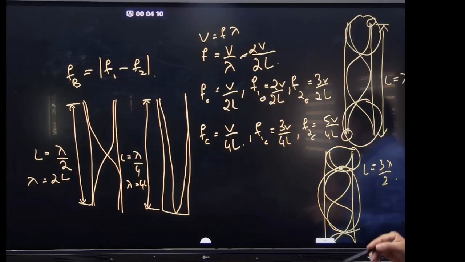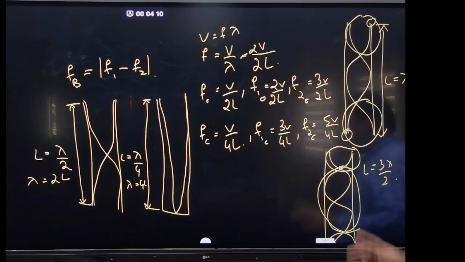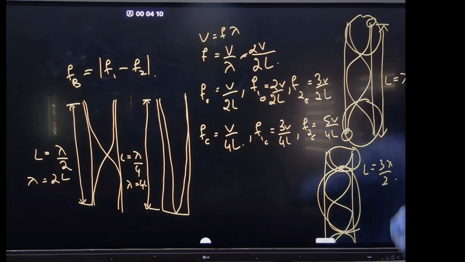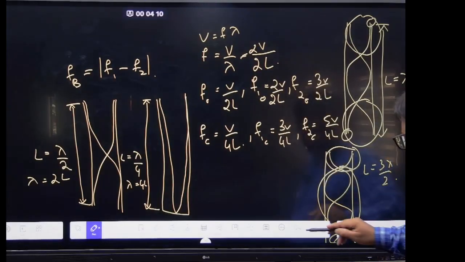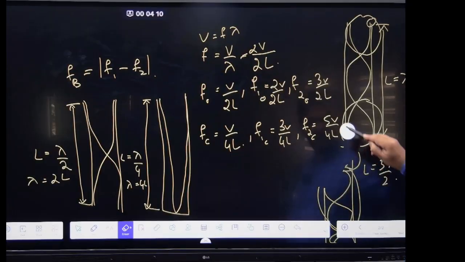So why is it called the first and second overtone? Because in the first overtone, one part of the wave is more. In the second overtone, 2 parts of the wave are more. Very good. Now, what happens for our open pipe?